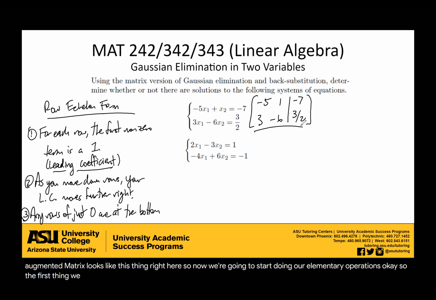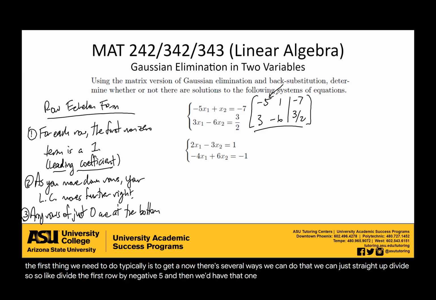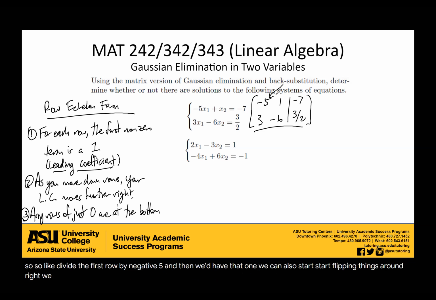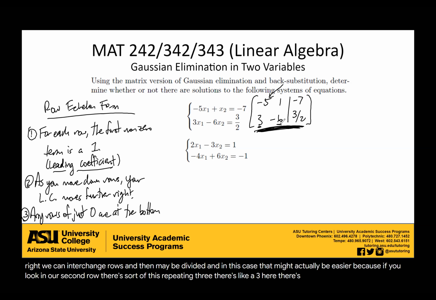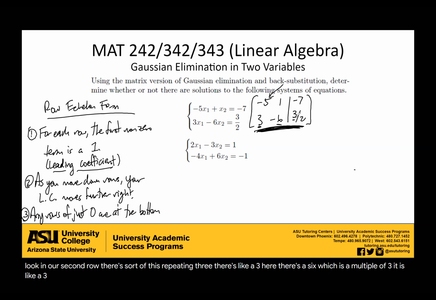The first thing we need to do typically is to get a 1 in this top left position. There are several ways we can do that. We can just straight up divide, like divide the first row by -5, and then we'd have that 1. We can also start flipping things around: we can interchange rows and then maybe divide. In this case, that might actually be easier, because in our second row there's a 3 here, a 6, which is a multiple of 3, and another 3 here. So dividing out by 3 would make nice numbers, as opposed to up here, where dividing out by 5 would make some pretty gross fractions.